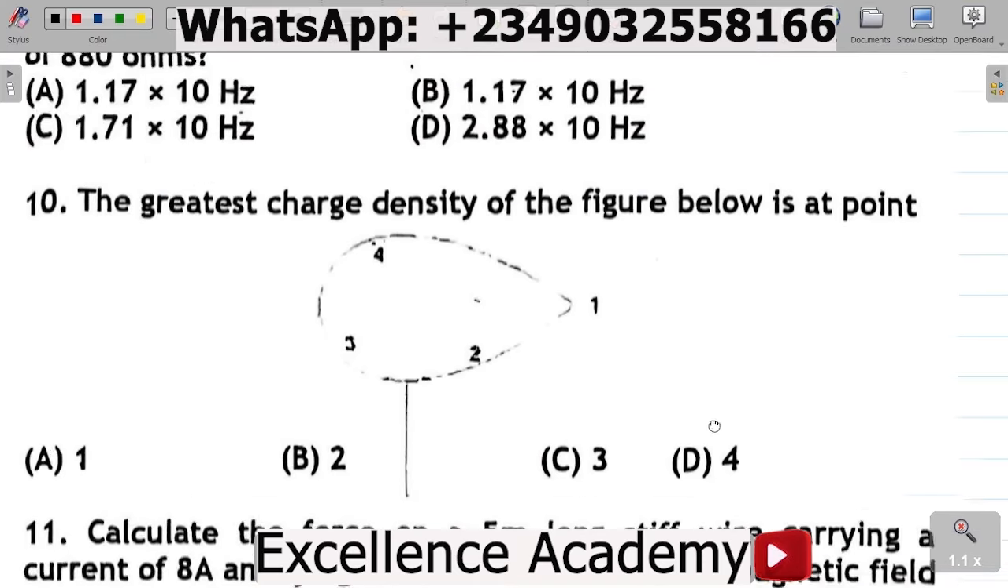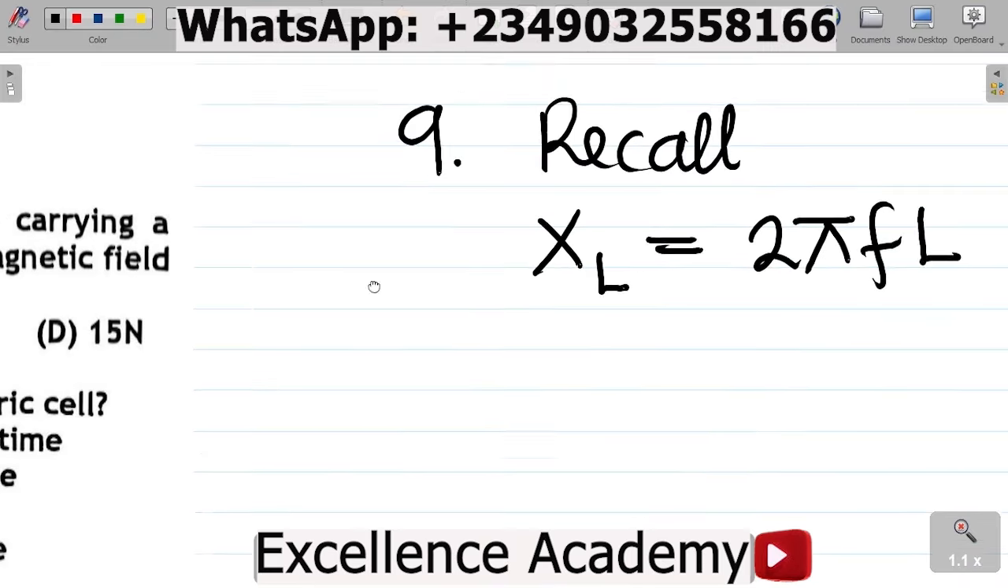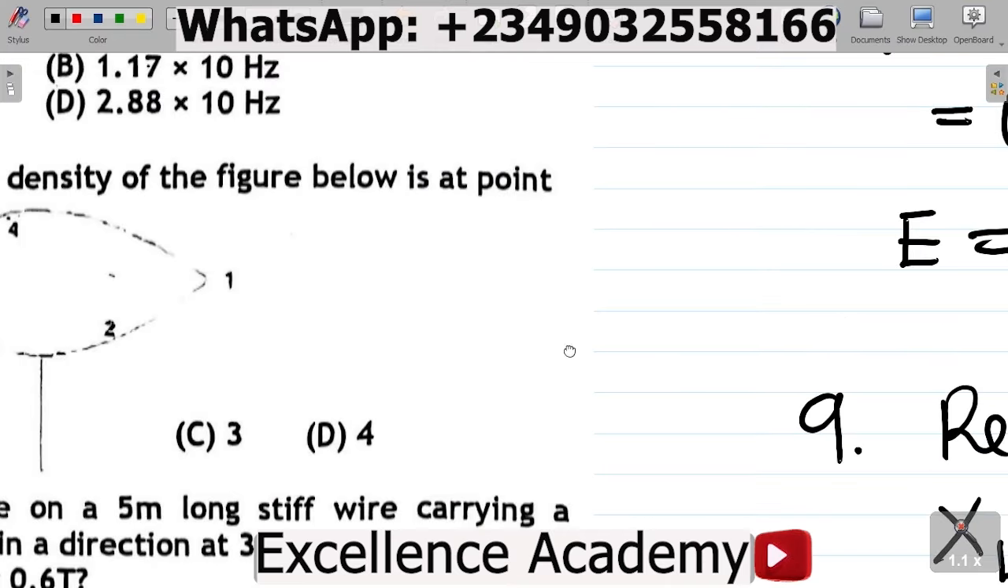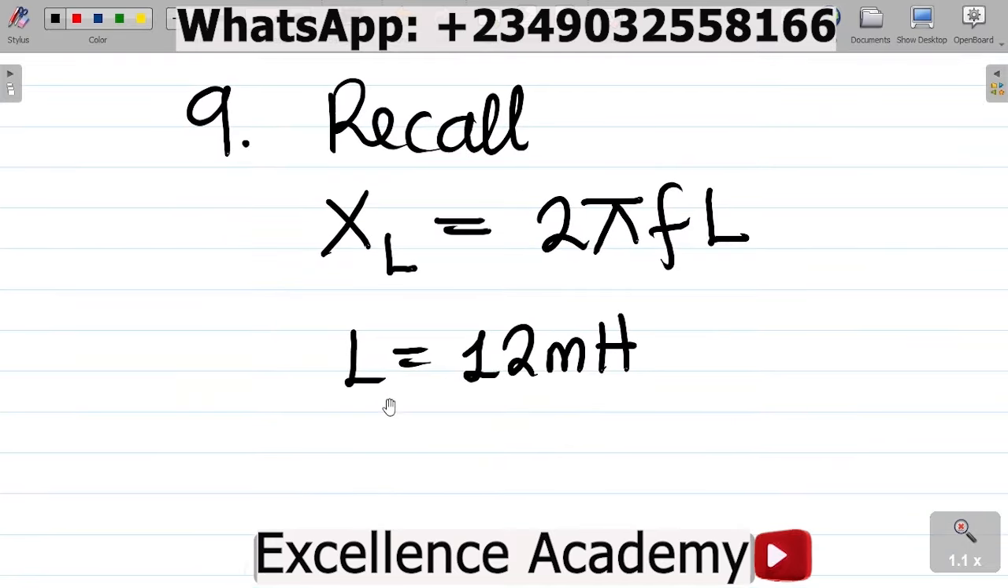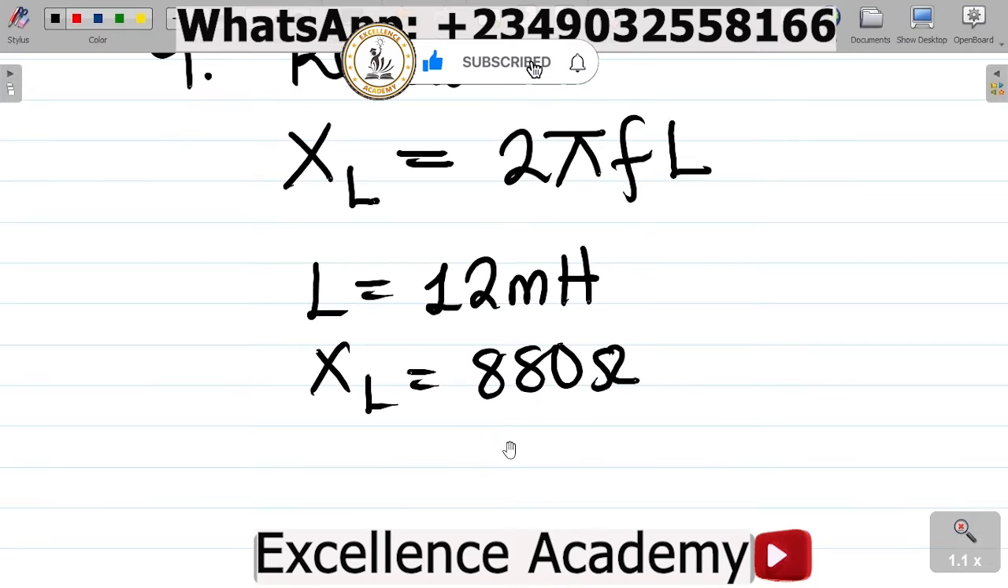If they said at what frequency, so you're asked to find the frequency. Will a 12.0 millihenry, the Henry you see here is the unit for inductance. So it gave you L, inductance L, as equal to 12 millihenry. They said have a reactance of 880 ohms. So they give you reactance there, which is XL. So reactance XL of the inductor is 880 ohms. All right, so they asked to find the frequency.